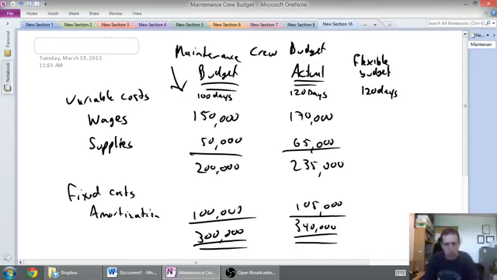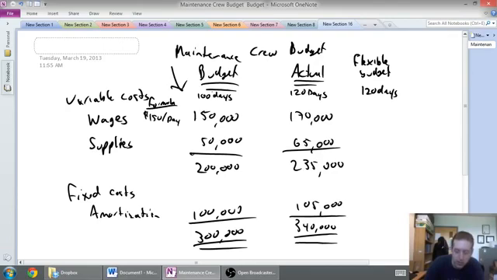So again, we ignore the actual column. We pretend we don't know what happened. We say, if I were to start this year over and make a new budget, and I were to budget at 120 days, what would my budget look like? Well, not surprisingly, and here's a quick way to do it, I'll make a new column in here as well called the formula column. All I'm going to do is say, okay, well, wages are 150 grand for 100 days. That means the wages are $150 per day.